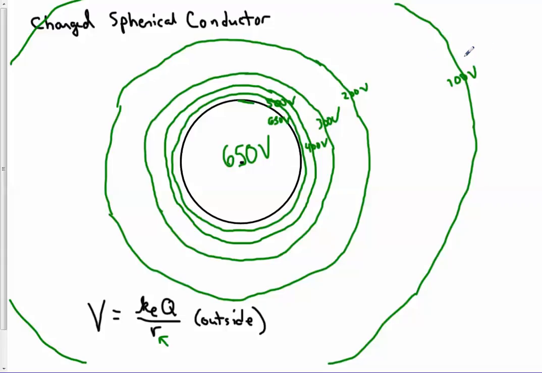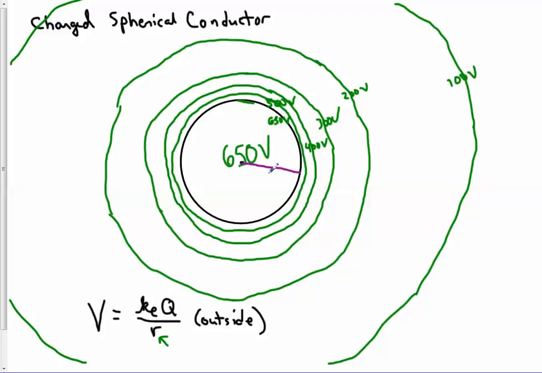So the voltage goes up, up, up, up until you get to the sphere itself, and then it just stays constant, and there's just one number for the whole sphere. Inside, on the edges, everywhere in this sphere, 650 volts. Whether this is a hollow sphere or a solid sphere doesn't matter. 650 volts throughout the interior out to the surface.